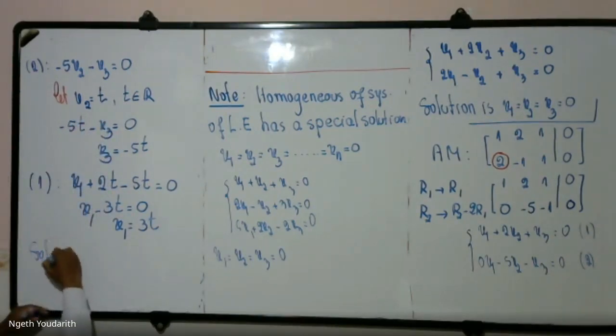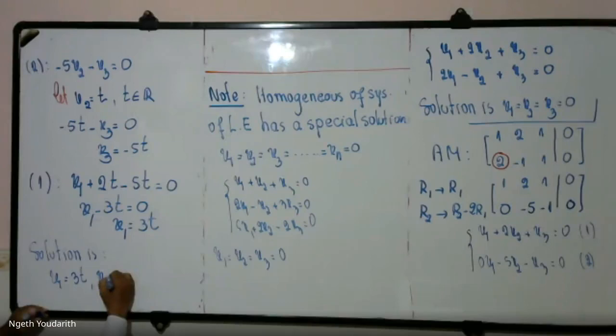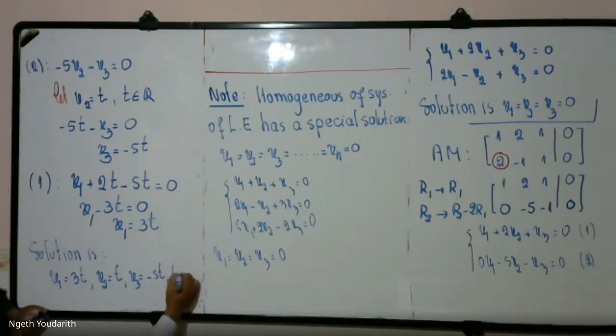The solution is x1 equal to 3t, x2 equal to t, and x3 equal to minus 5t. t belongs to the real numbers.